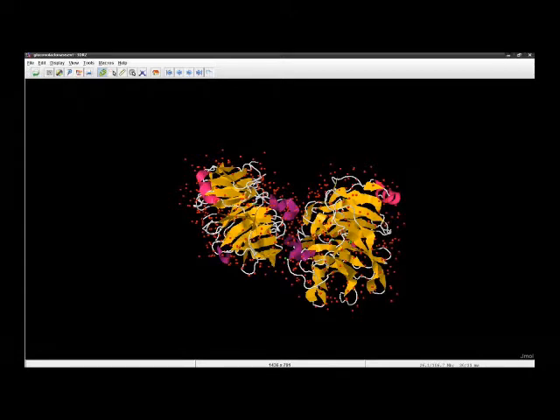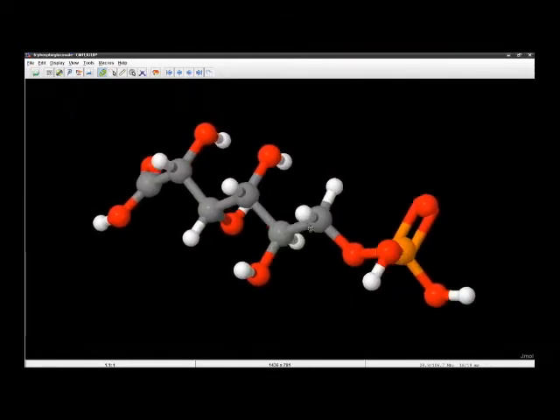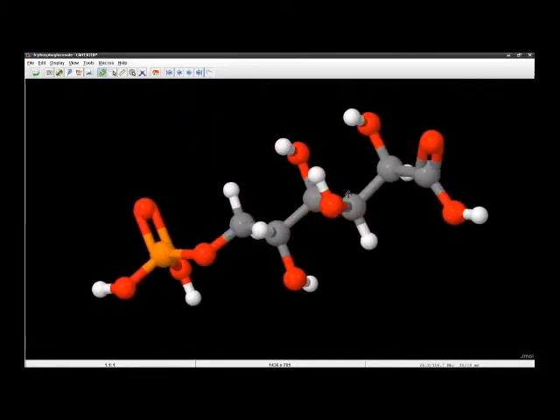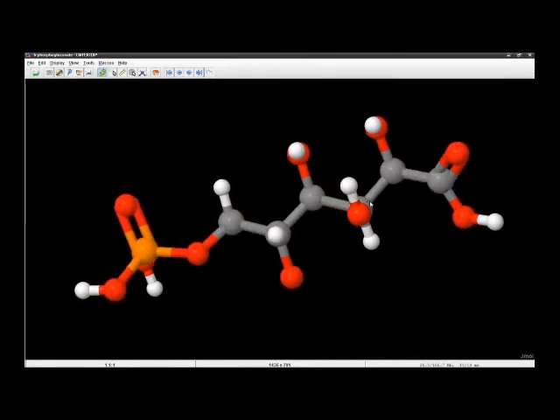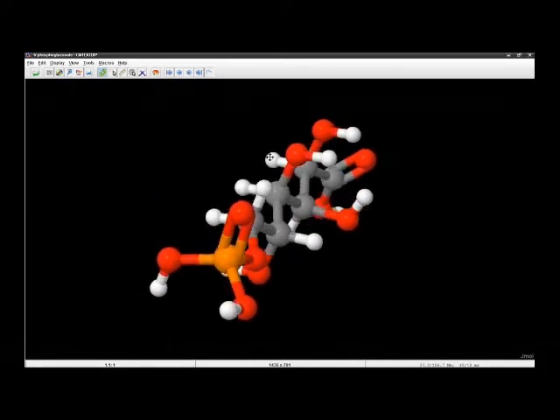Our 6-phosphogluconate is changed into ribulose 5-phosphate in the last reaction of the oxidative phase. This is catalyzed by 6-phosphogluconate dehydrogenase. This is 6-phosphogluconate shown on screen right now, which is the first reagent in the step. The enzyme that catalyzes the next step is one that we couldn't quite find.